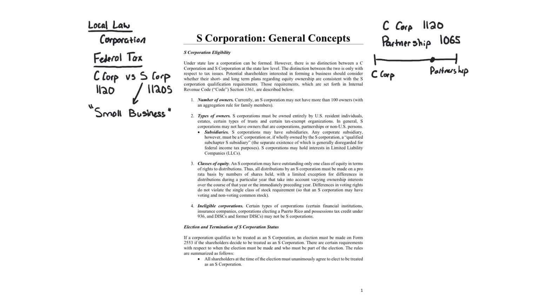Now, C corporation, the C just comes from subchapter C of the income tax part of the Internal Revenue Code. And the S, again meaning small business, that's actually found in subchapter S of the income tax provisions of the Internal Revenue Code. But I want to focus on the small business.